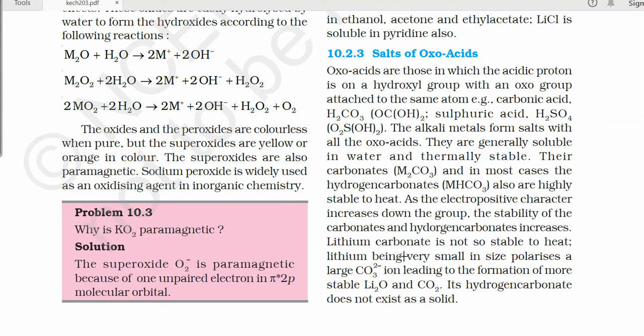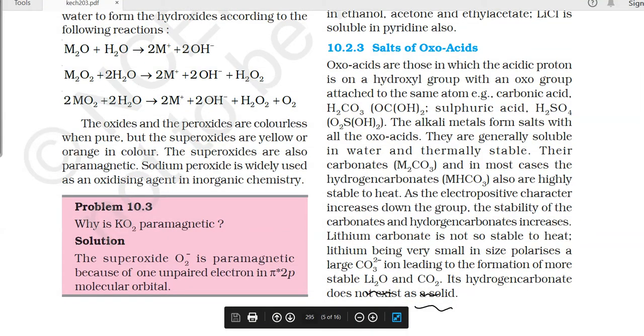Lithium, being very small in size, polarizes the large CO3 2- ion, leading to the formation of the more stable Li2O and CO2. Its hydrogen carbonate does not exist as a solid. The lithium hydrogen carbonate does not exist as a solid.